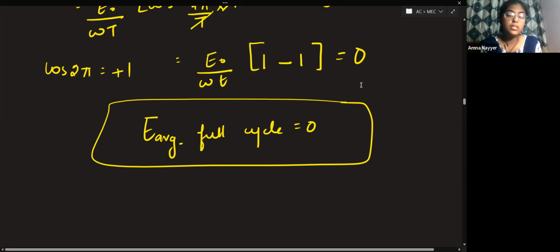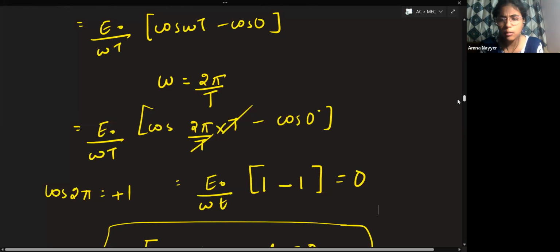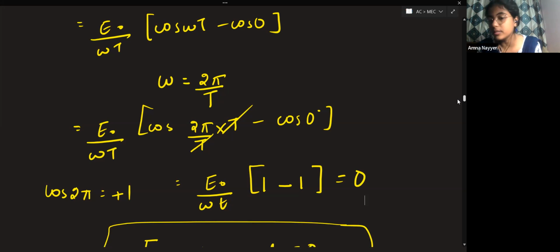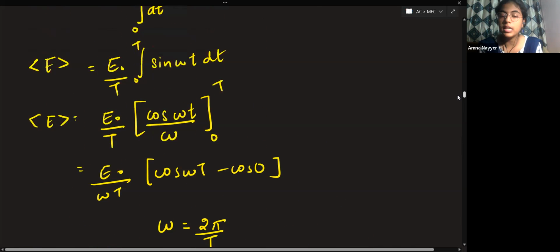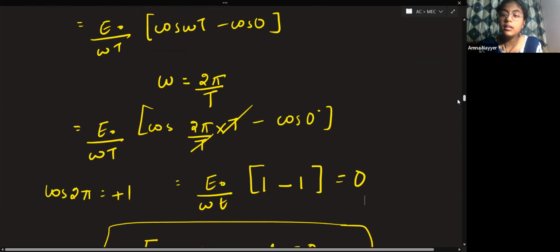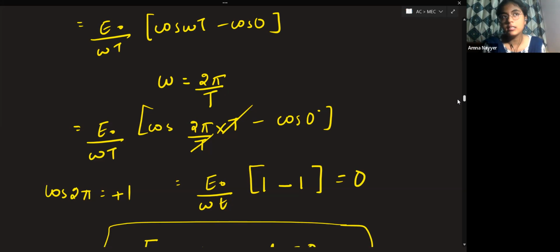So if in your direct questions, which are 1 marker, it is asked, no need to perform any calculation, simply write it as 0, because your answer will be 0 at every step. We are talking about the full cycle. But if this question comes as a derivation, or you have to prove that for the full cycle the average value of AC is 0, then you have to show all these working steps.